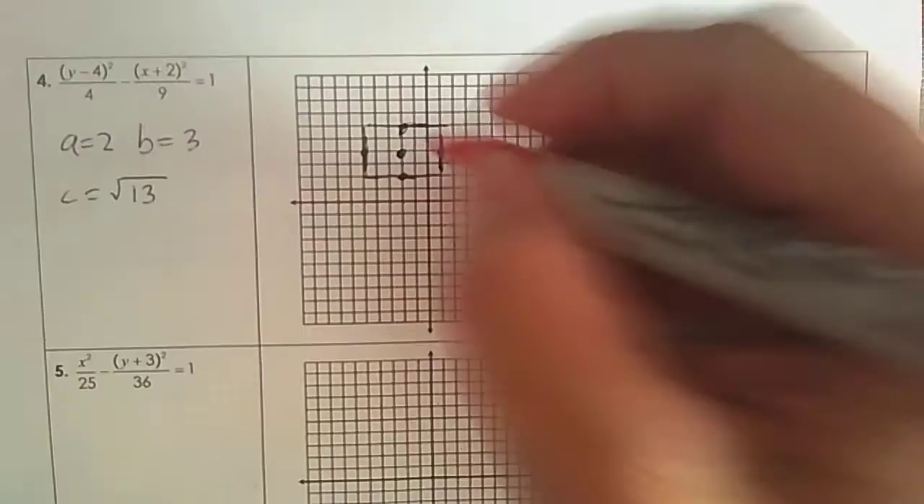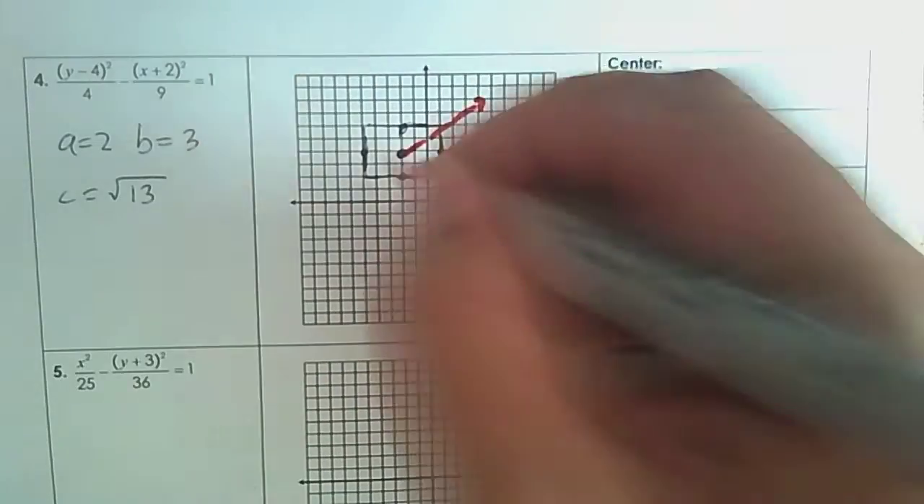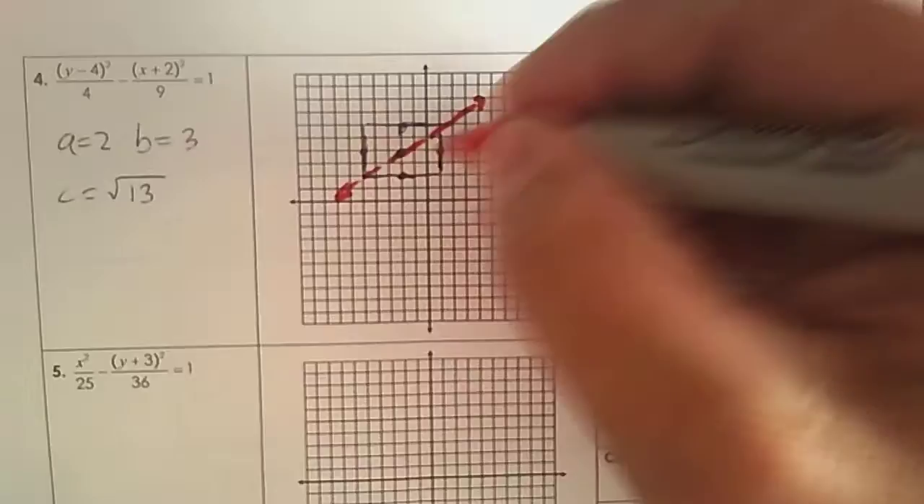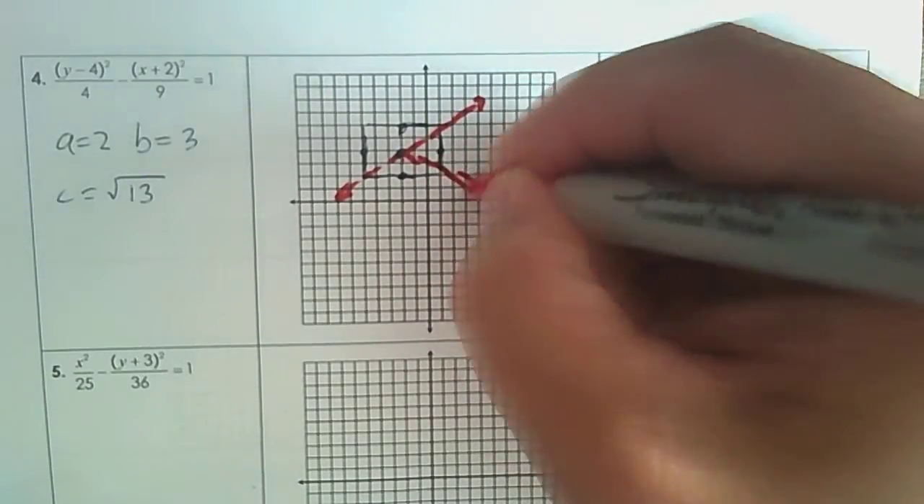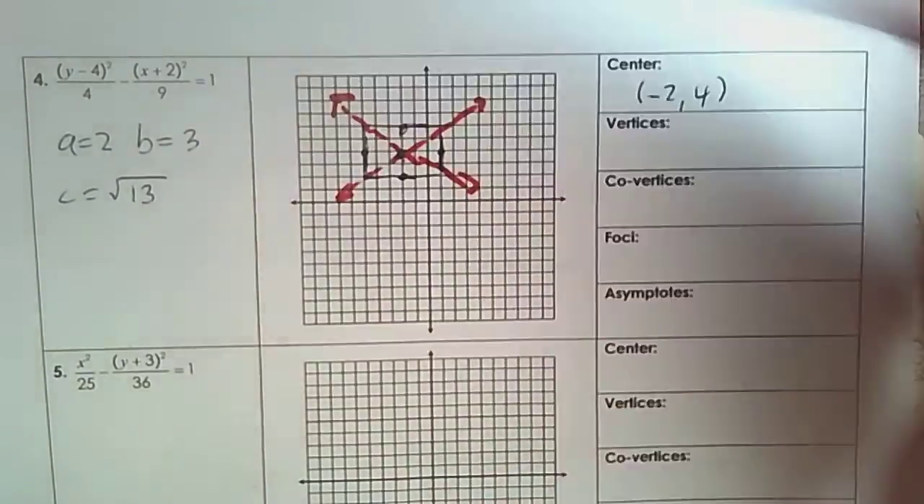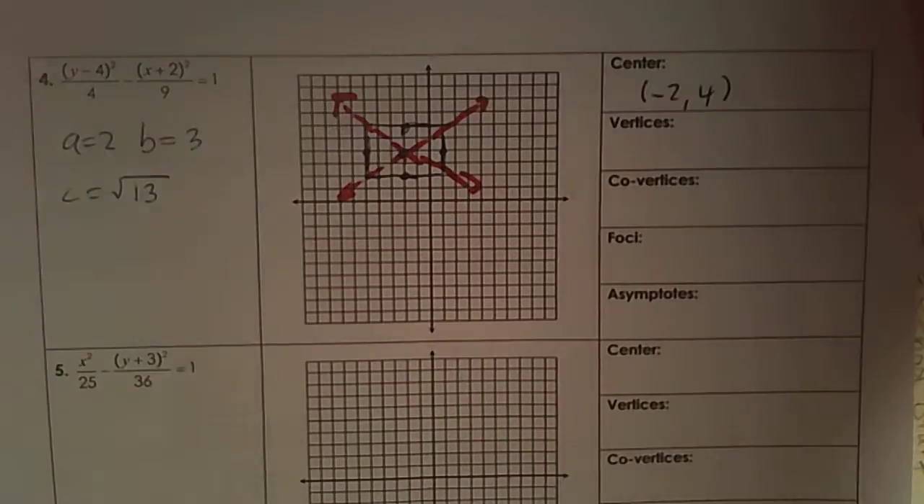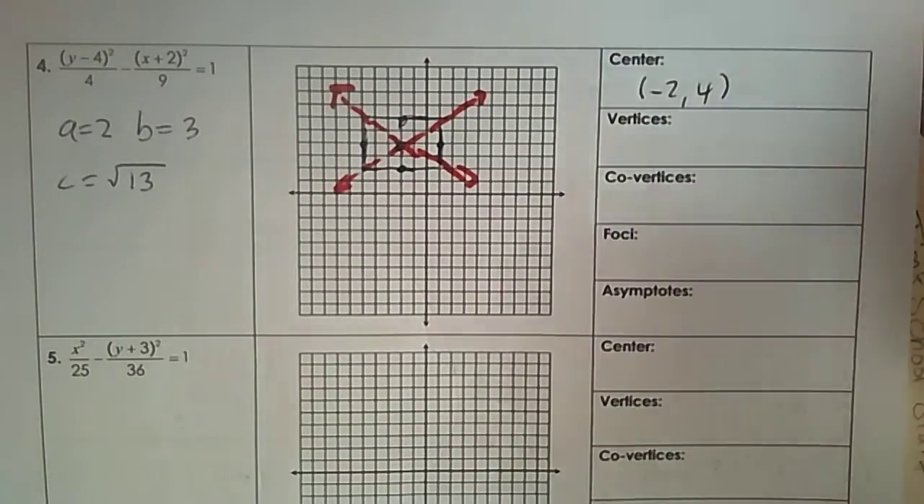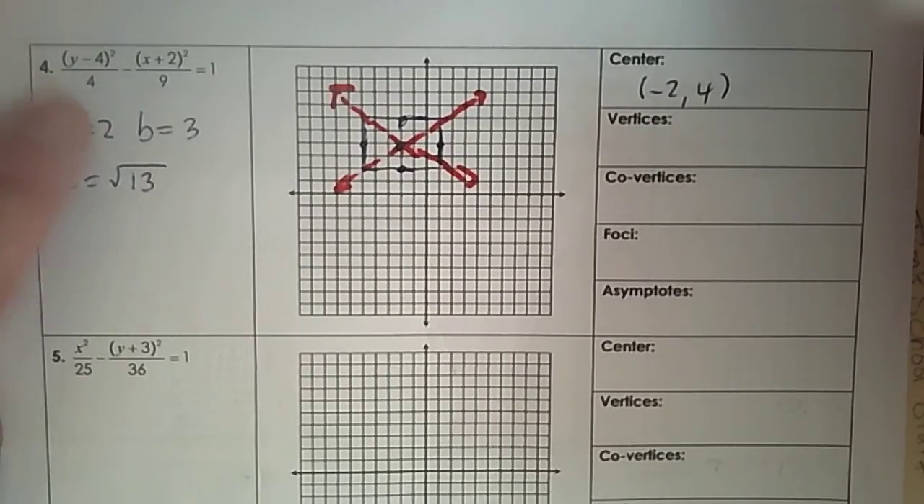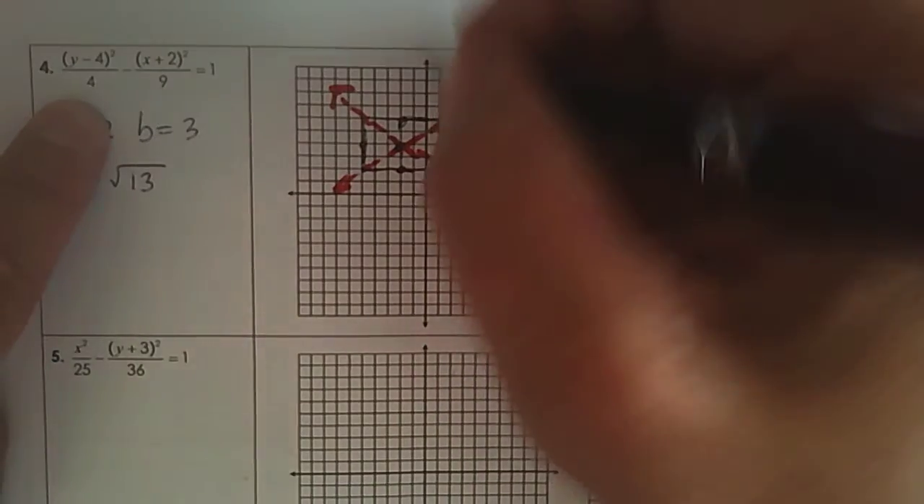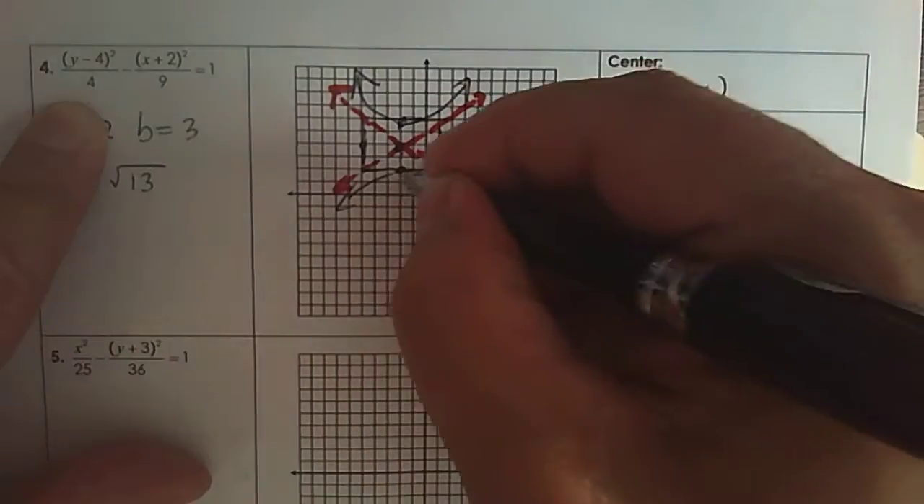I'm going to make my asymptotes. Start at the center, go through the corner. Center, go through each corner. And extend through the corner so you have room for your hyperbola. Next, remind yourself what type of hyperbola this is. It's y, it's vertical. So it's going to fold up and it's going to fold down.